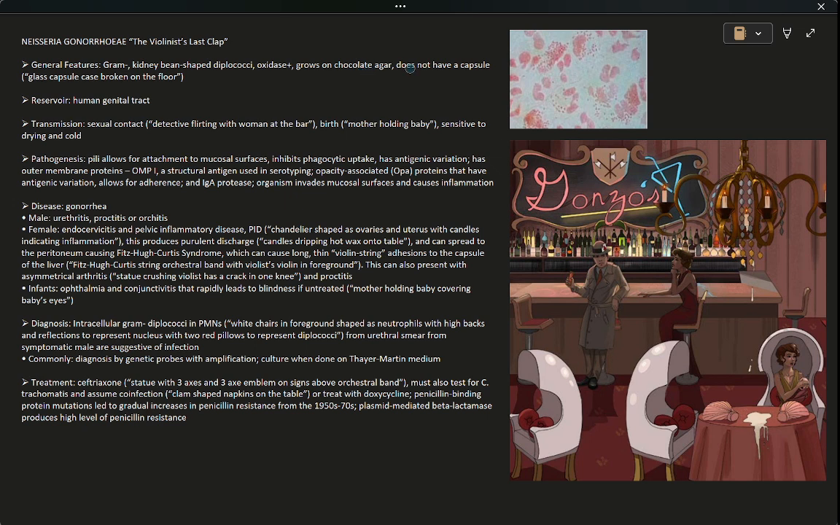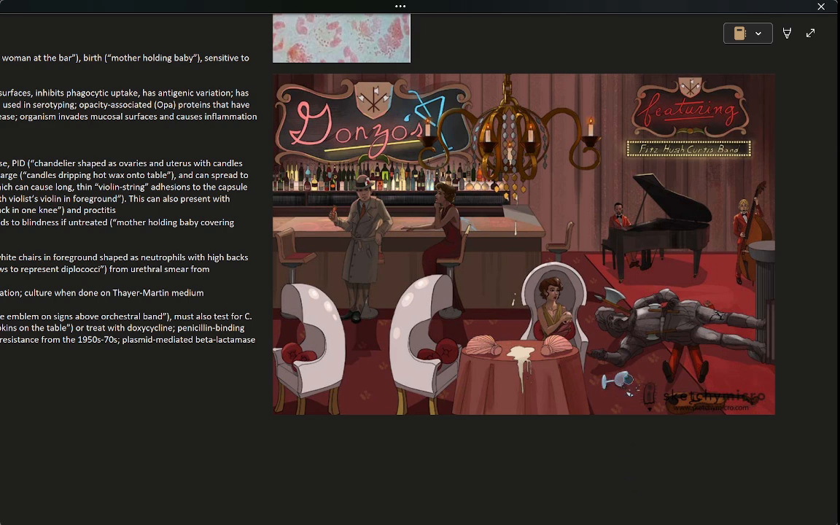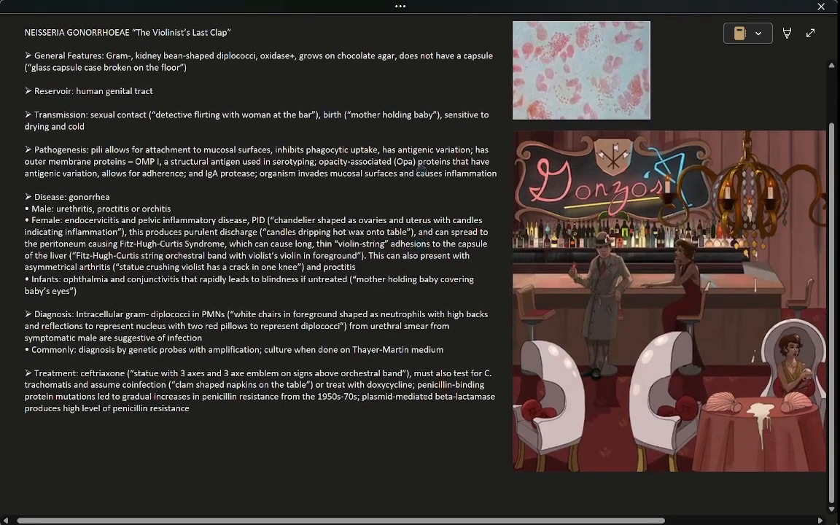However, unlike the Neisseria meningitidis, the Neisseria gonorrhoeae does not have a capsule. To remember this, think about the glass capsule case that is broken on the floor. So let's look for that glass capsule case. It seems to be this one, and it looks broken and it's on the floor. So that helps you to remember the fact that the Neisseria gonorrhoeae does not have a capsule.